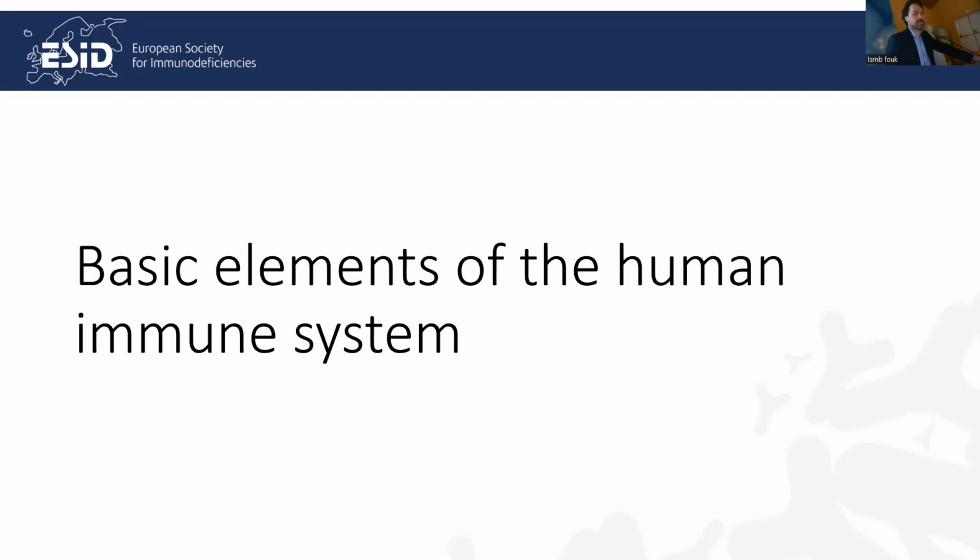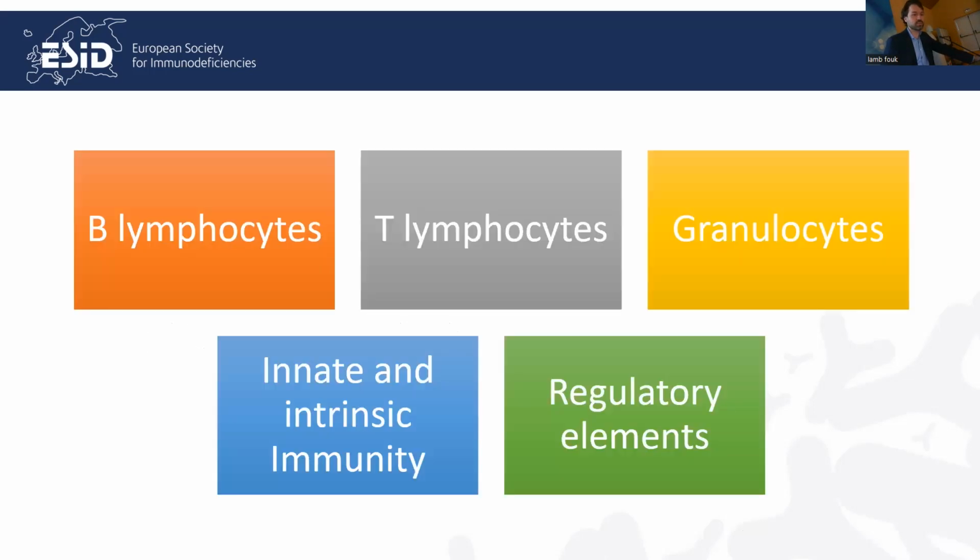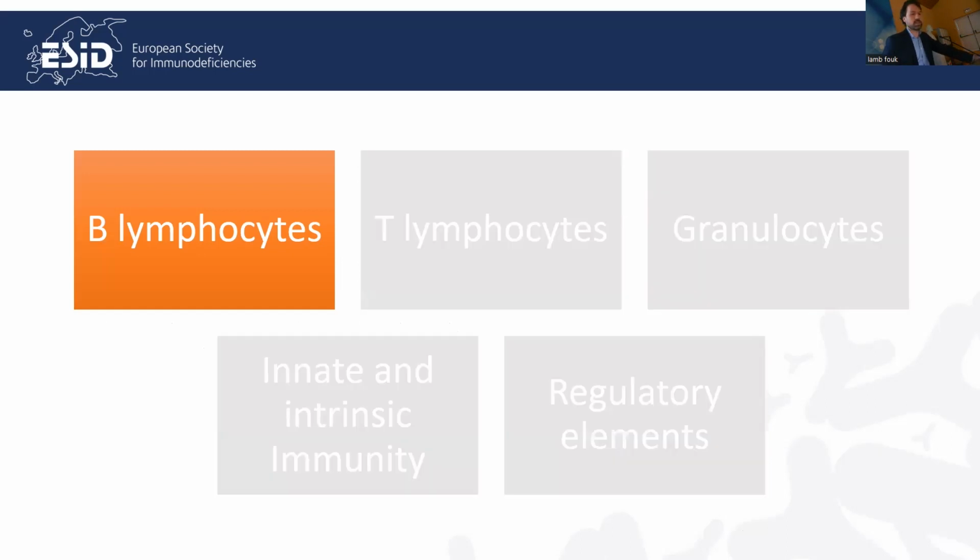What are the basic elements of the human immune system in my idea? This is a classification which I invented for the purpose of this talk. So there are other 20,000 different classifications. So I start from B lymphocytes, T lymphocytes, then granulocytes, innate and intrinsic immunity, and regulatory elements. So let's start. B lymphocytes.